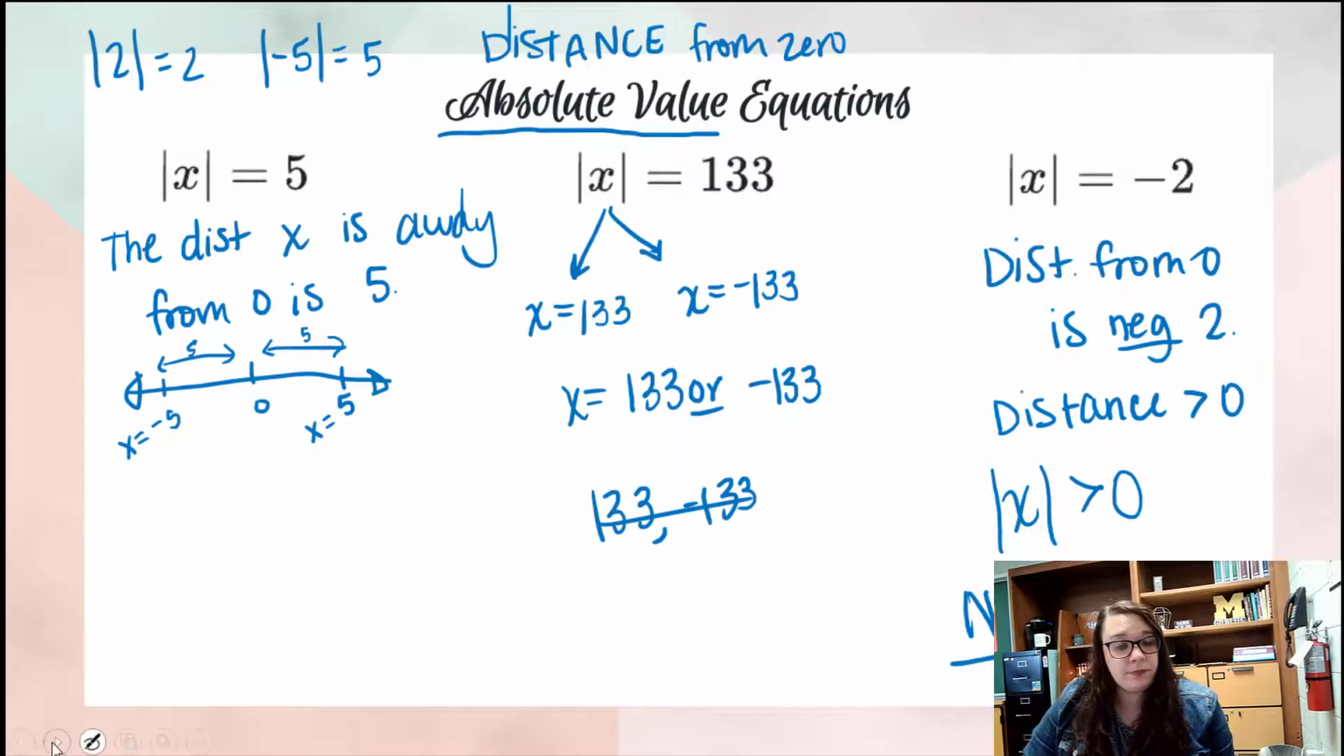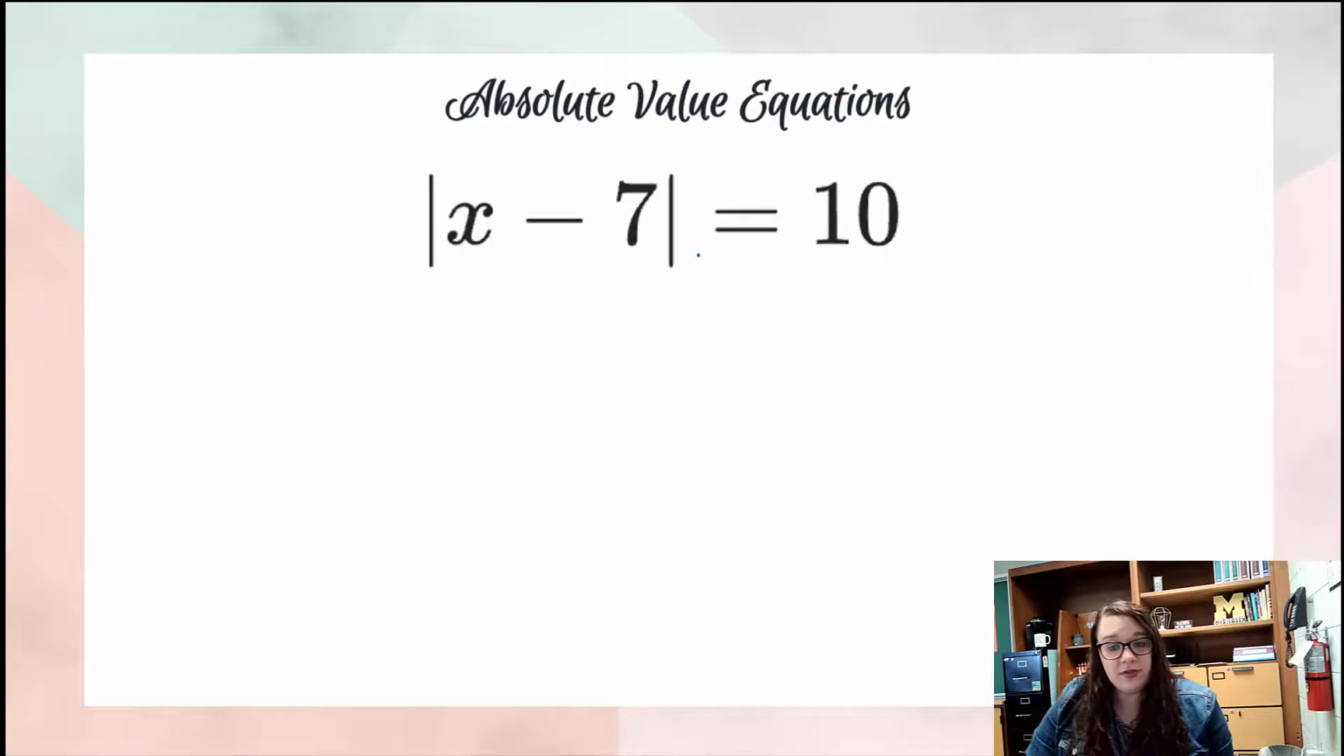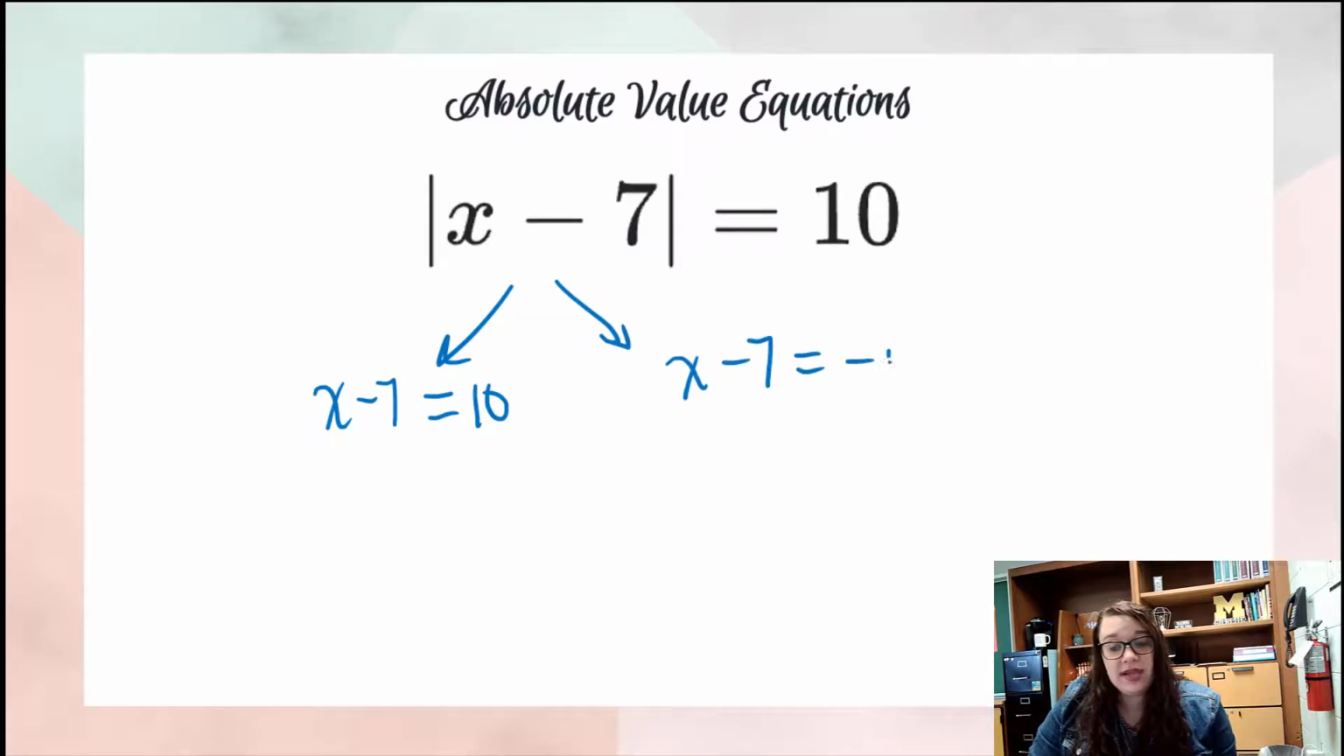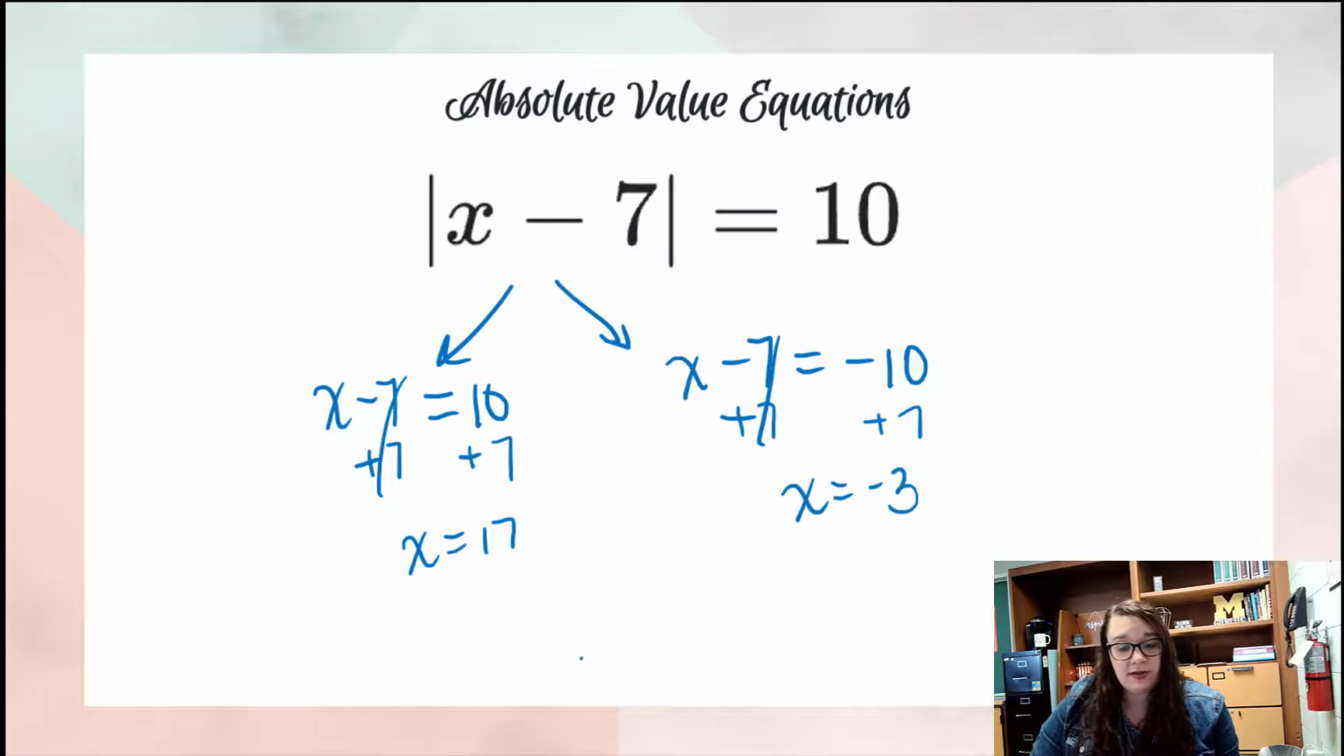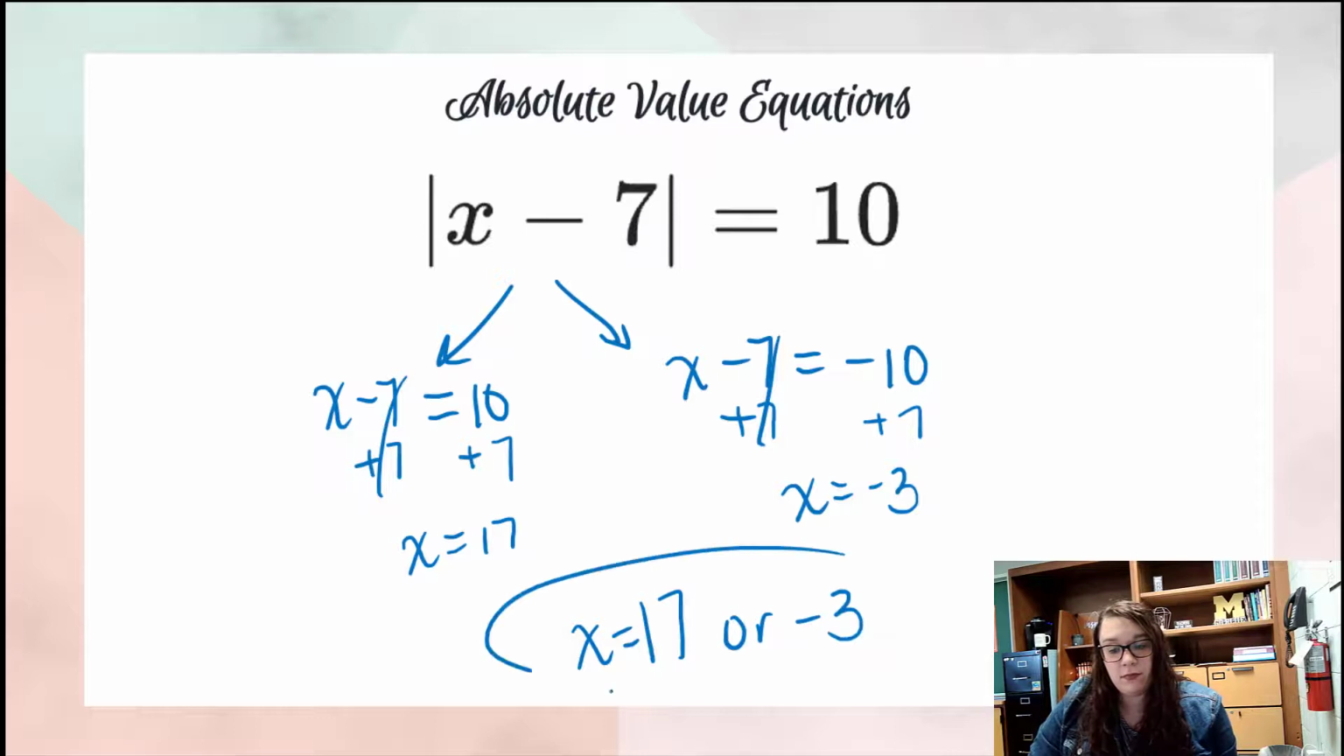Let's try some more. On this one, we have an absolute value of some stuff equals 10. So I know this stuff on the inside, x minus 7, was either 10, or the stuff on the inside, x minus 7, was -10. Now we have two equations we can solve for. These are nice one-steppers, so all we have to do is add 7 to solve. The one on the left will be 17, and the one on the right will be -3. My final answer I'll write in one line, 17 or -3.